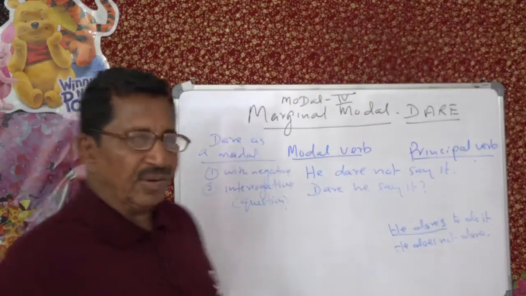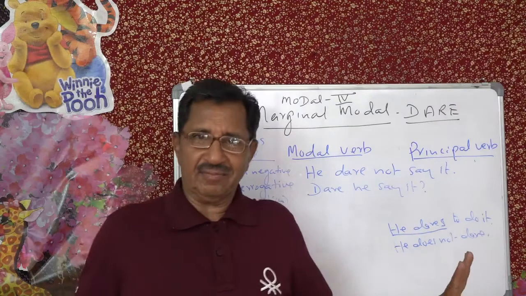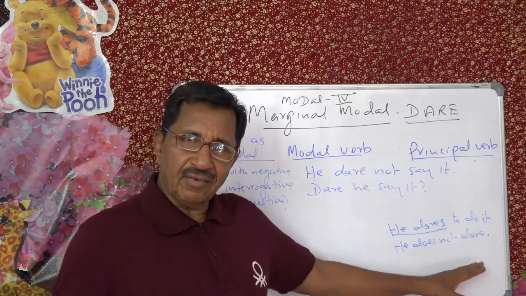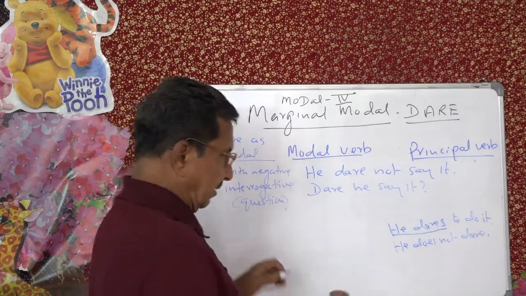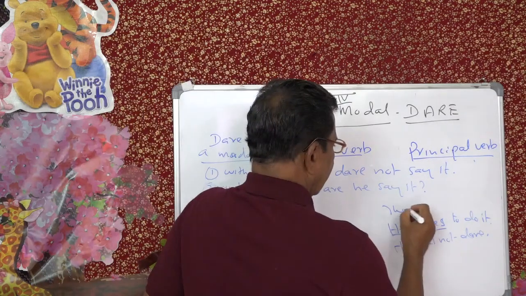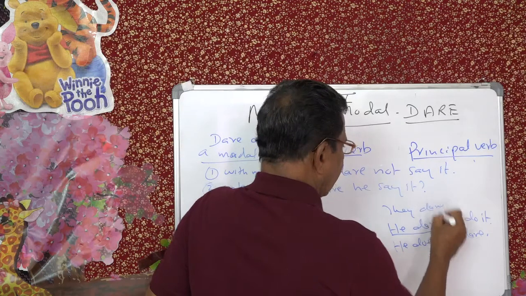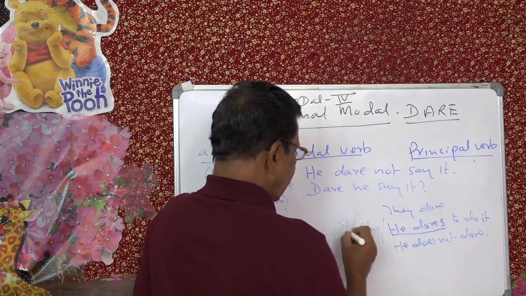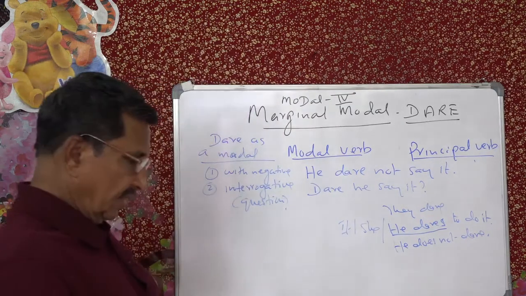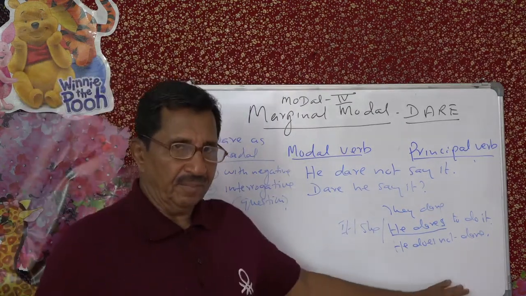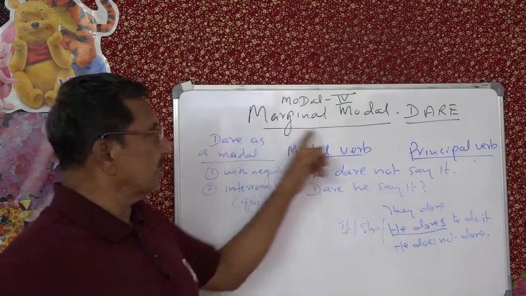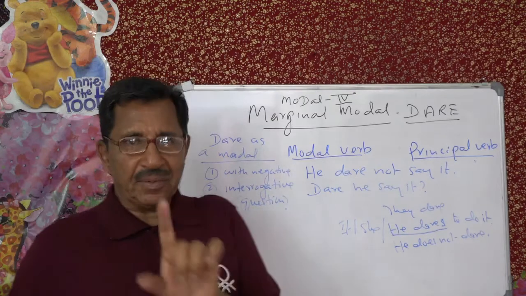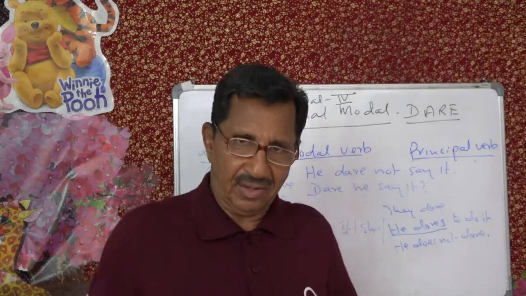As a principal verb, it is inflected, which means there should be endings. The ending will change: they dare, you dare, but he dares, she dares, it dares. That's why we say marginal modal. Marginal modal means it can act as a principal verb as well as a modal.